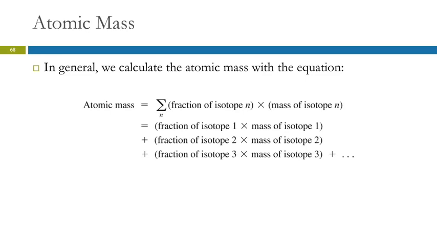So this is a general form of the equation for calculating atomic mass, which may or may not be any help at all to you. It's the sum of all the isotopes. You take the fraction of one isotope and you multiply it by the mass of that one isotope. You do that for each isotope and you add them together. So there could be 2 isotopes, there could be 5 isotopes.